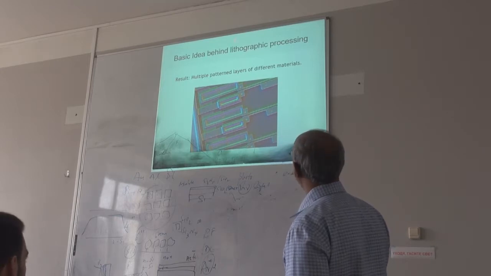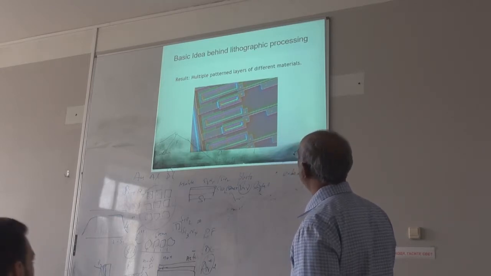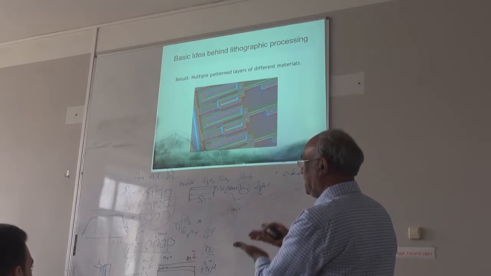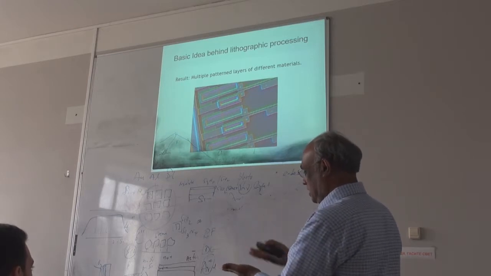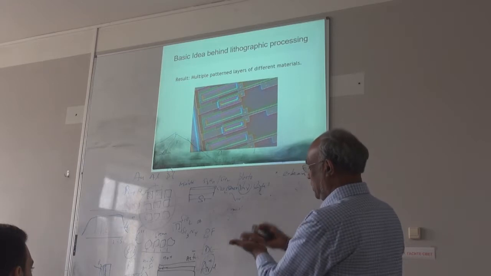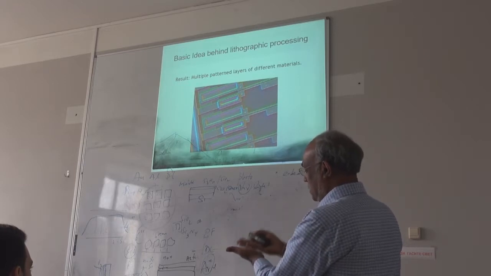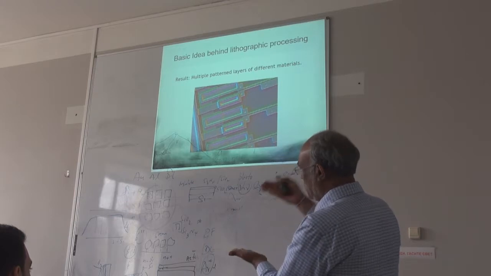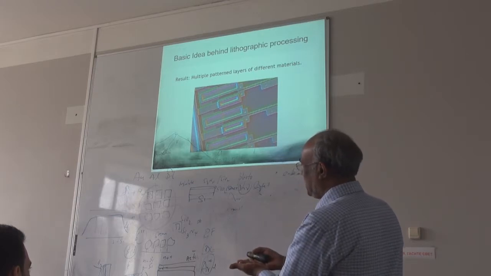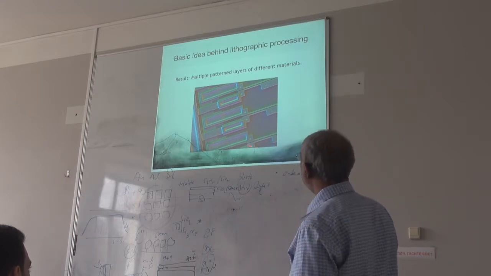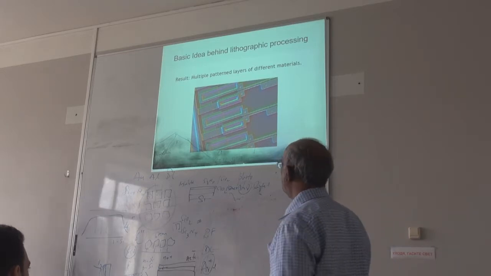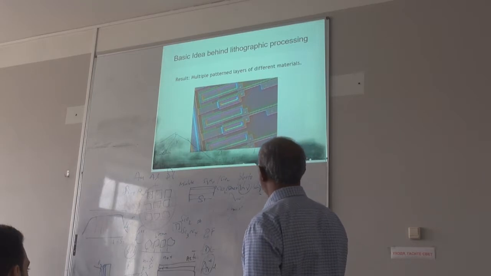So the basic idea of lithography is that you have to do patterning of many layers, right? If you have your initial sample, sometimes you have insulating material, then you put your metal on top of that. So it's more like patterning of different materials. That's what I'm going to talk about next.